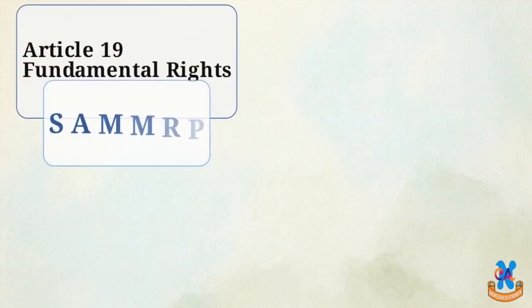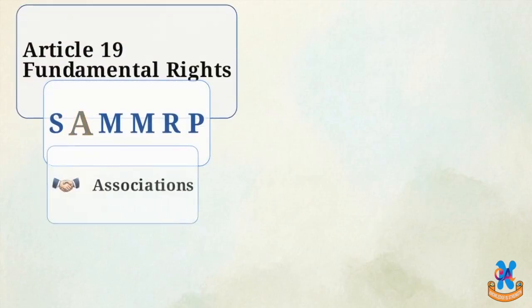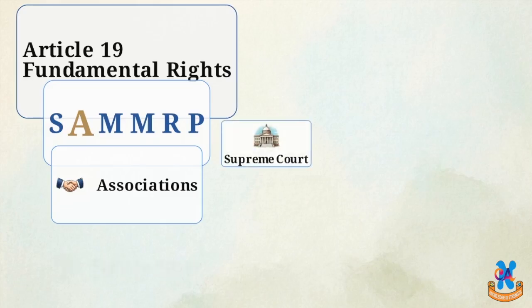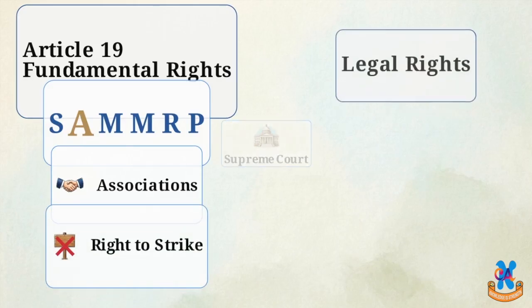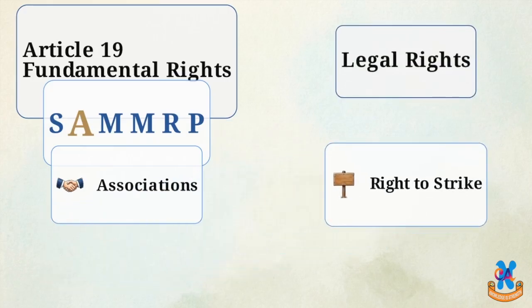They also test boundaries. Remember our SAMAMRP acronym for Article 19? It grants the right to form associations, but the Supreme Court has clarified this does not include the right to strike. Striking is a legal right governed by specific rules, not a fundamental right.